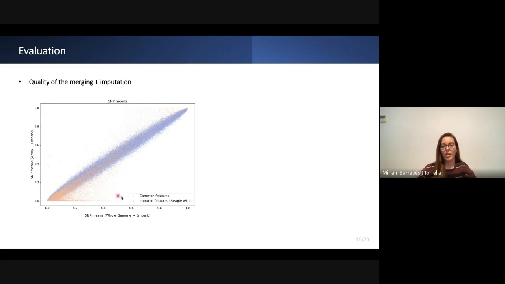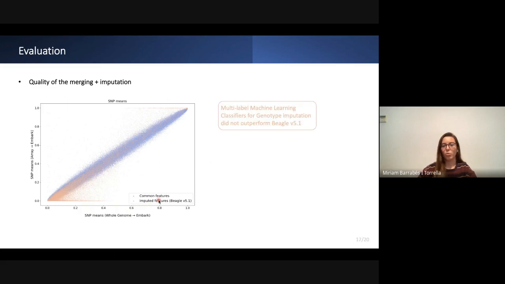And these outliers correspond to SNPs imputed with Beagle. What is happening is that for the SNPs that in whole genome had a mean lower than 0.5, Beagle is putting even more zeros than it should, so the mean is lower. And a similar thing happens with SNPs that have a SNP mean higher than 0.5 in whole genome. In this case, Beagle is putting more ones than it should, so that is why the mean is increased. So this is a shortcoming we identified from Beagle.